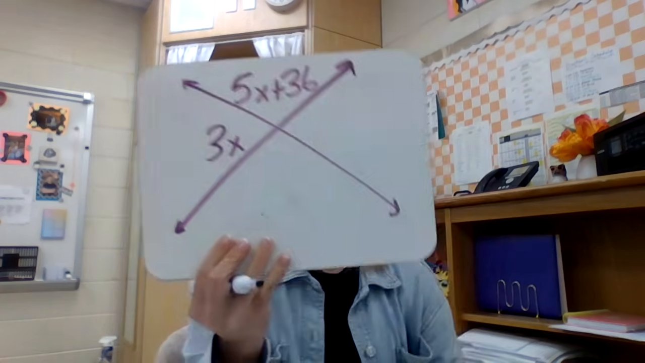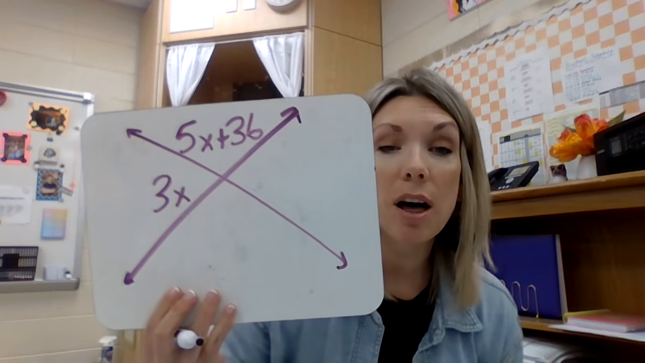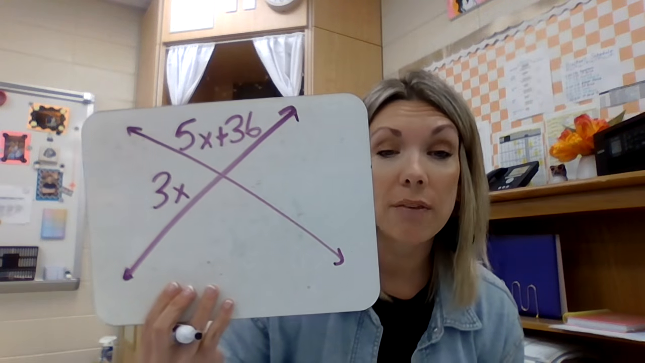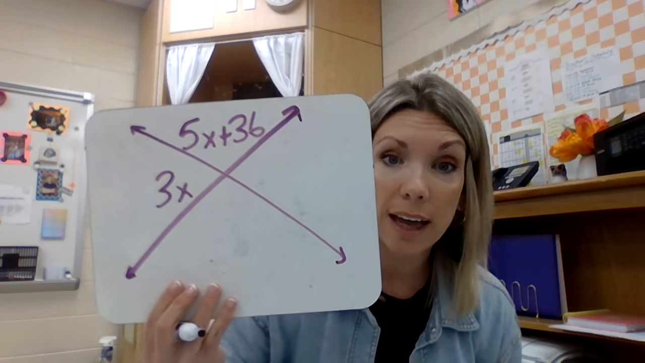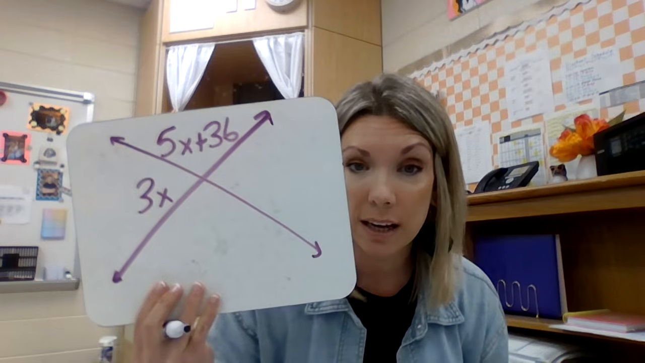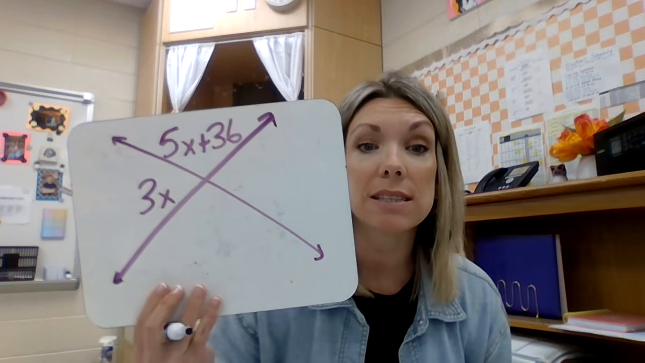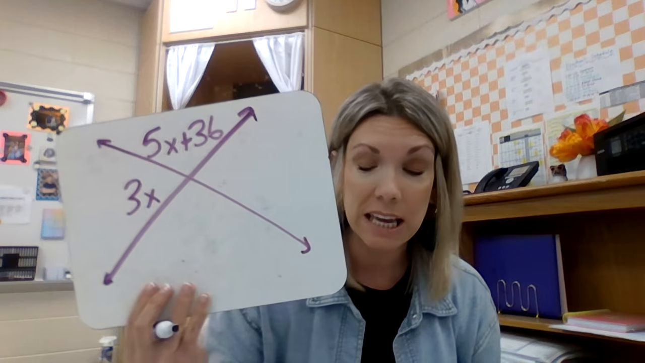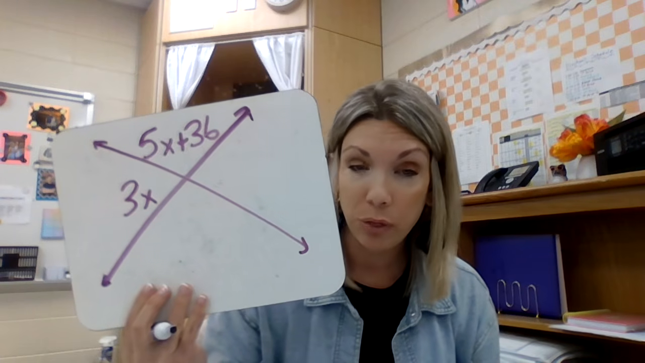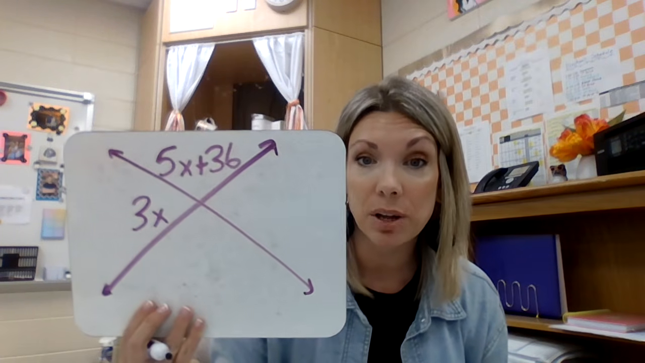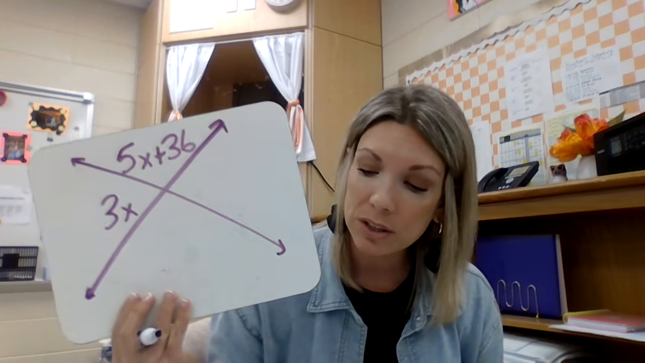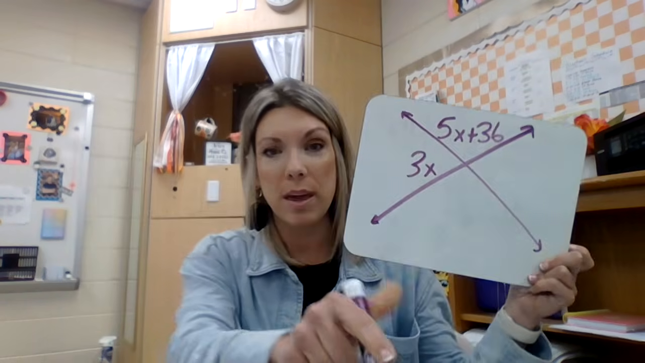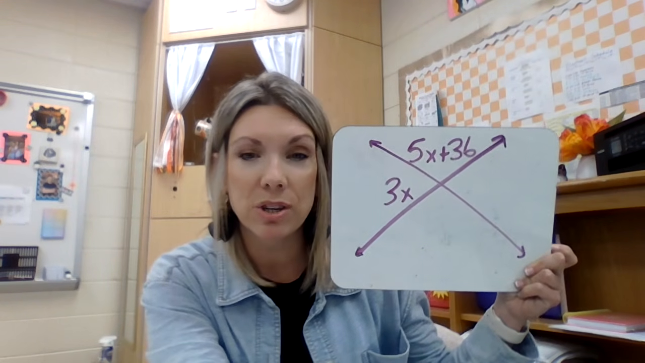Okay. This one here is also another example of supplementary, right? Everything above the straight line has to total 180, right? So that is 3x plus 5x plus 36 equals 180. Maybe you could pause and try to figure that out for yourself for just a second.